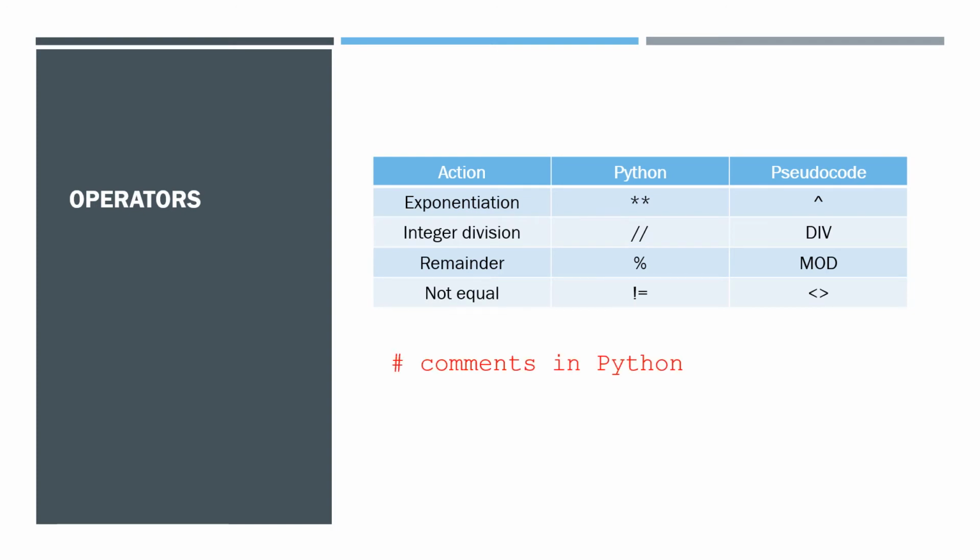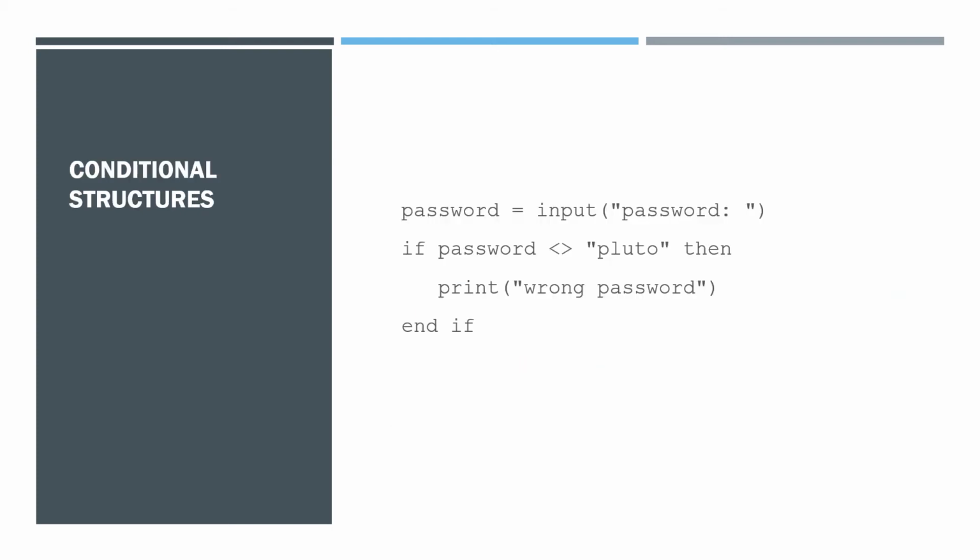Comments in Python are shown with a hashtag, and in pseudocode they're shown with 2 forward slashes. I don't think that'll be too complicated for you. I don't think any of these differences will faze you in the exam. Conditional structures are very slightly different in pseudocode.